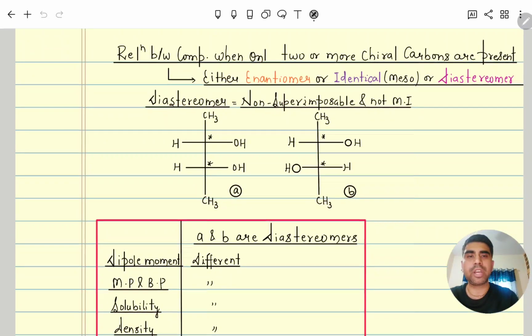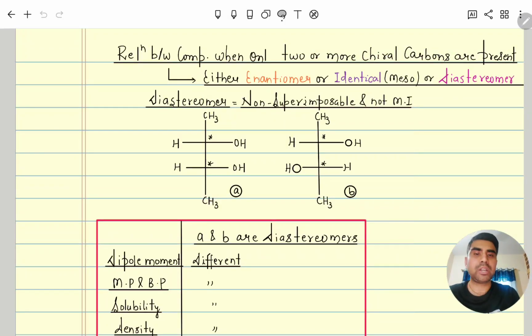Now, if a molecule has more than one chiral center, then what will happen? It will either be enantiomer or identical, meaning a meso compound, or diastereomer. In enantiomers, we know they are non-superimposable mirror images of each other. Identical, we also know, is a meso compound; it will have a plane of symmetry. Diastereomer means not superimposable and not mirror images.